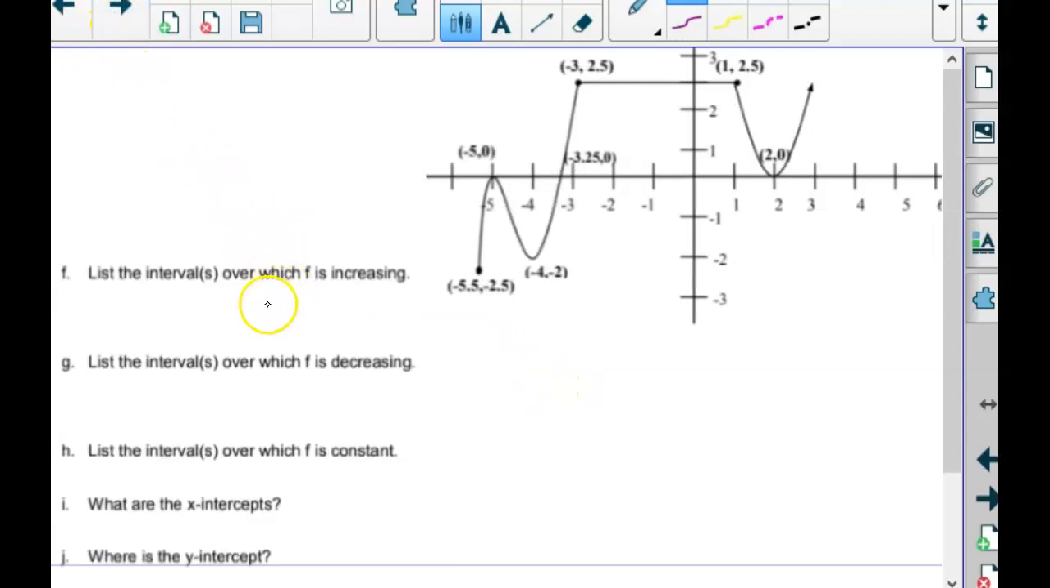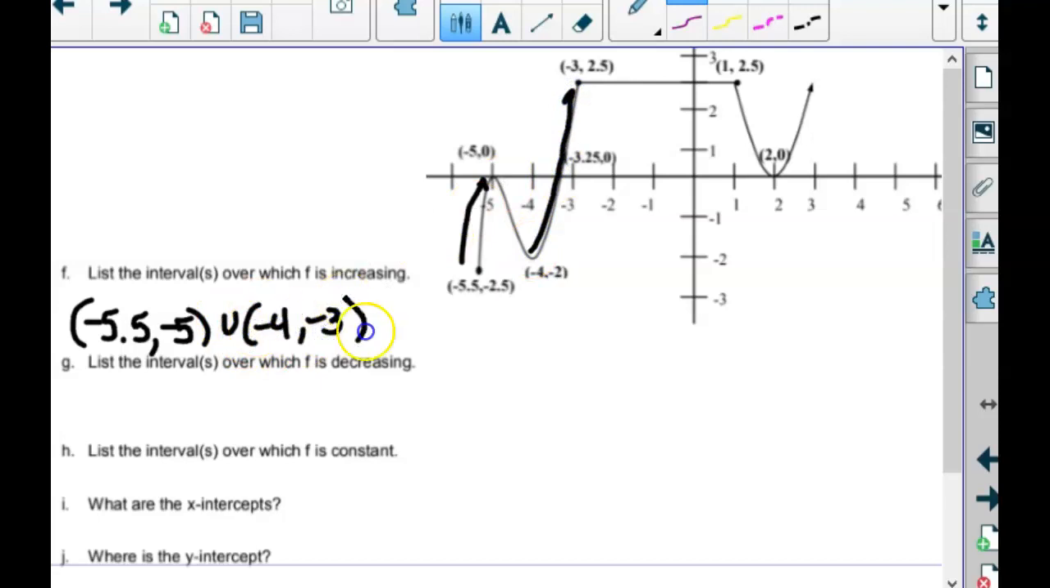Okay. List the intervals over which it's increasing. Well, okay, we thought we got this started. Increasing. Anybody give me the furthest left one? -5.5 to -5. This one's increasing. Where's the next increasing? -4 to -3. And the next increasing? Yeah, the far right piece here would be 2 to infinity.